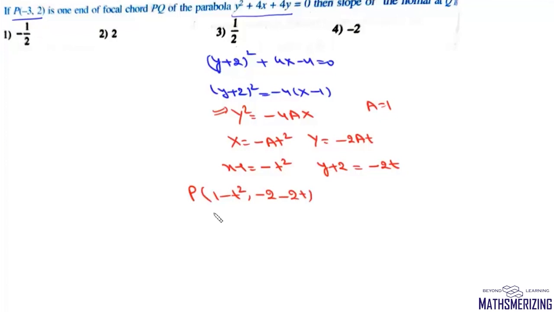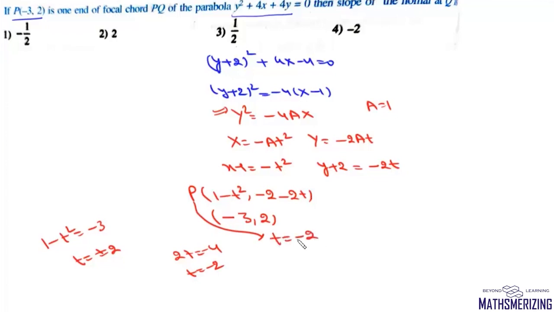Now we'll compare it with this given point, which is minus 3 comma 2. Then from the first one we'll get 1 minus t square equals minus 3, value of t is plus or minus 2, and if we compare the second one, we'll get 2t equals minus 4, value of t is minus 2. So that means for this point P, the value of parameter t is minus 2. Now for endpoints of a focal chord, we know that t1 into t2 is minus 1. So the other end of this focal chord will be simply minus 1 upon t, which in this case is simply 1 by 2.